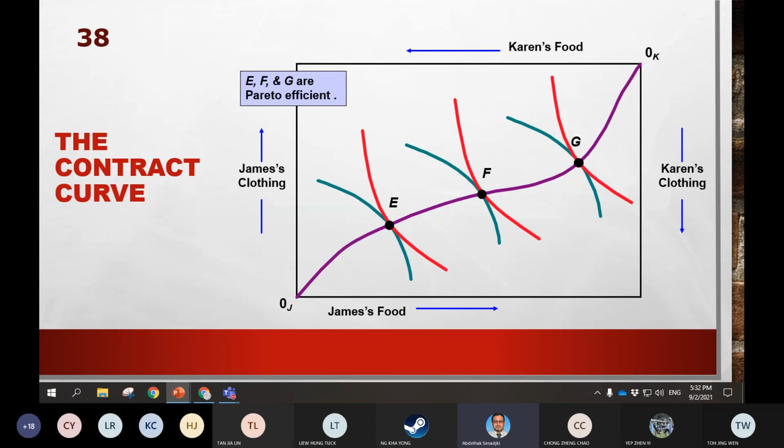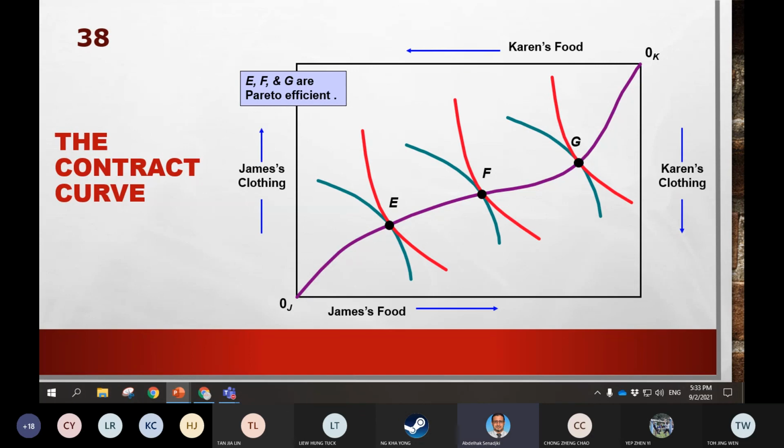In this case it is Karen, because moving from E to F will make James better off, because at E, let's say he has only 3 food and 1 clothes. If we move to F, he will have maybe 6 food and 2 clothes. And Karen has 8 food and 4 clothes. If we move to F, it makes James better, but actually makes Karen worse off, because she will have less food and less clothes.